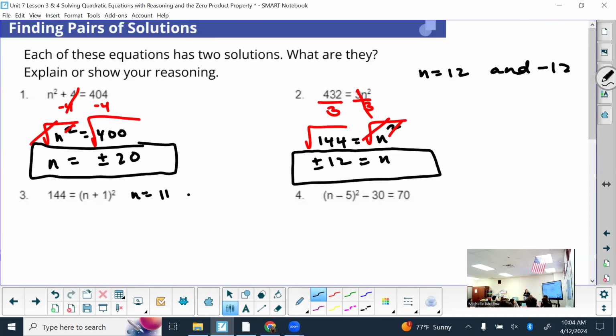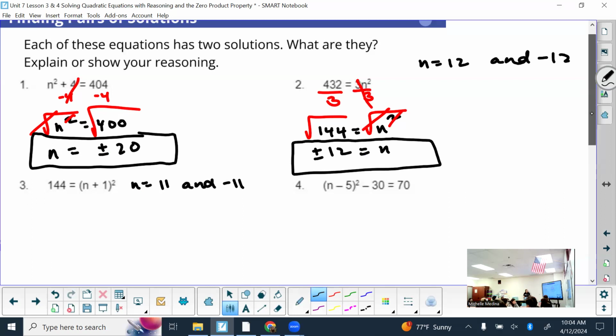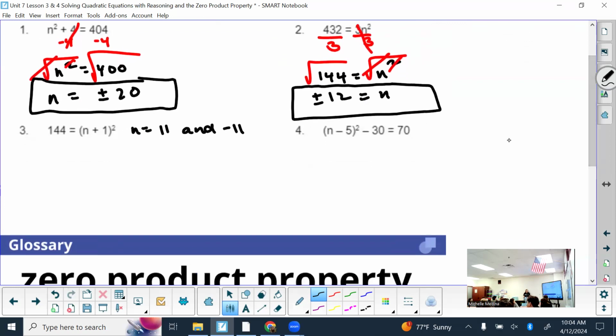Okay, so let's see. This time in number 3, what's farther from the end? The exponent of 2 or the 1? Farther. The 2. And you always get rid of what's farther. Another way to think about it is order of operations in reverse. Like you'd have to get rid of the exponent before you go to the grouping symbol.